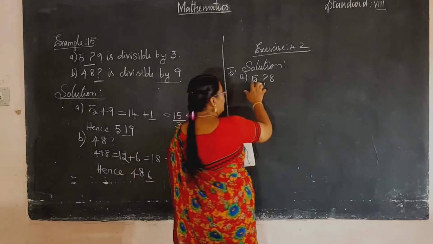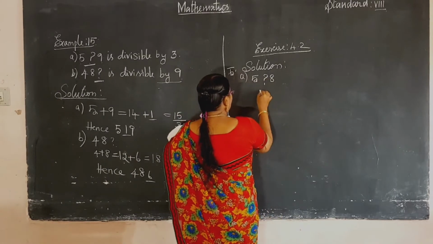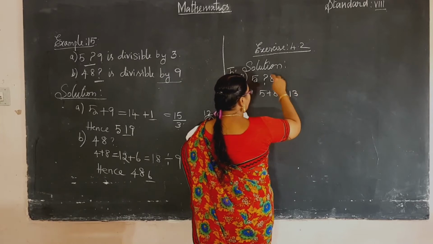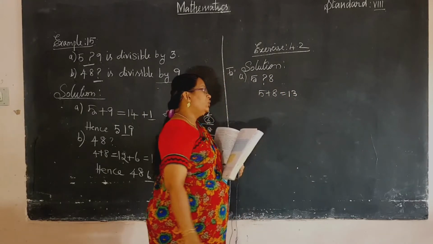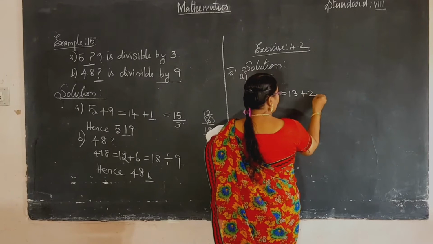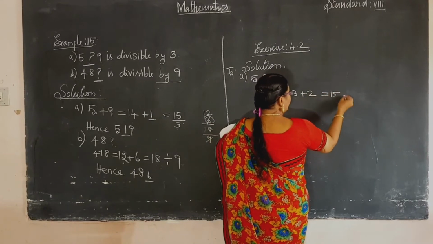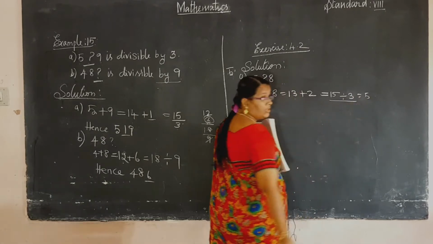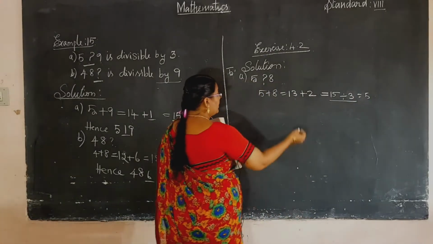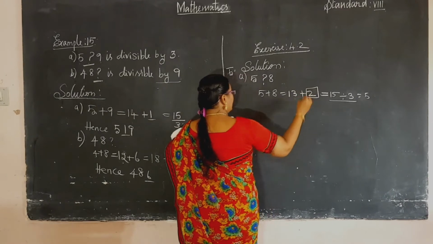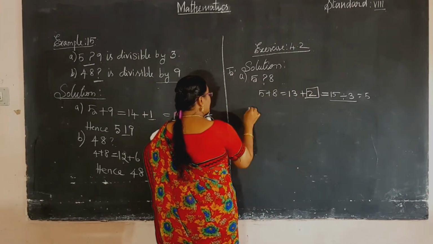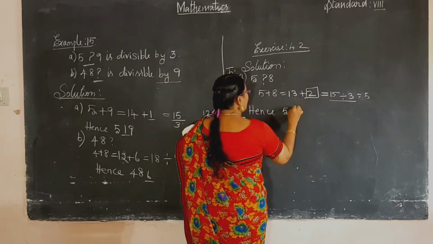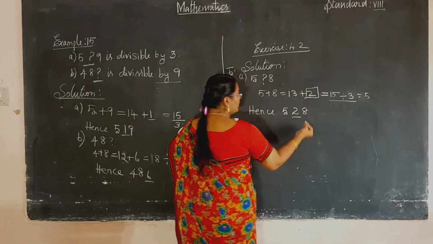So we have to add these numbers. The first one is 5?8. 5 plus 8 is 13. Which number do we have to add to get a number divisible by 3? 2, because we get 15, and 15 is divisible by 3. So the replaced value is 2, giving 528.